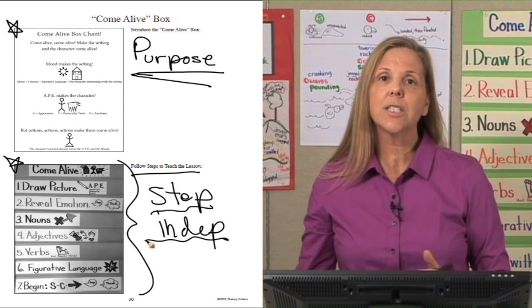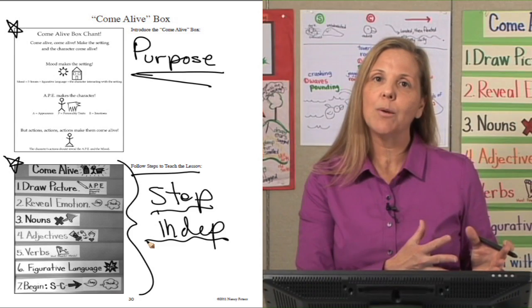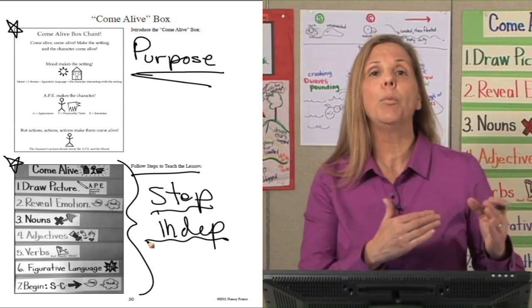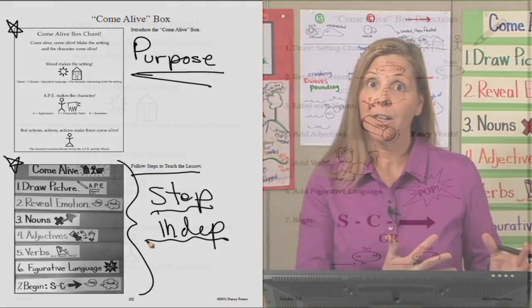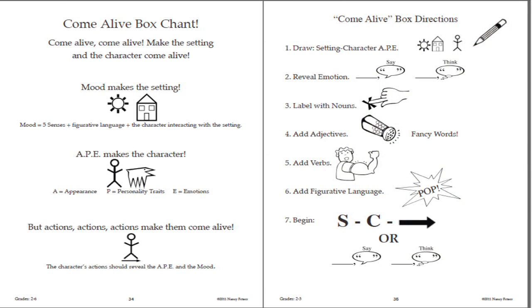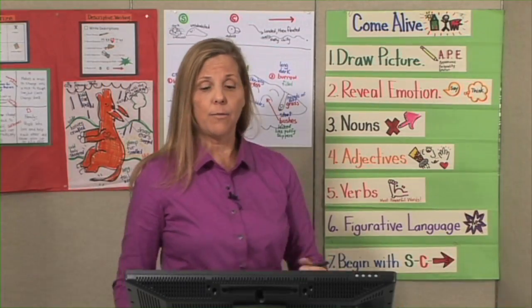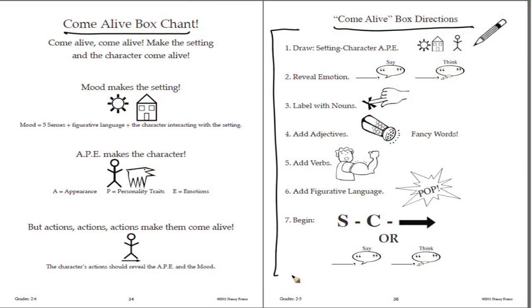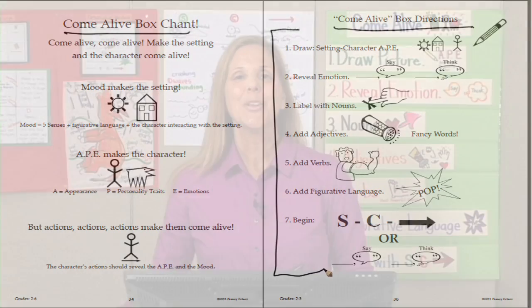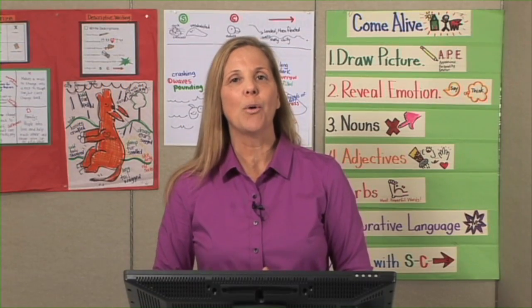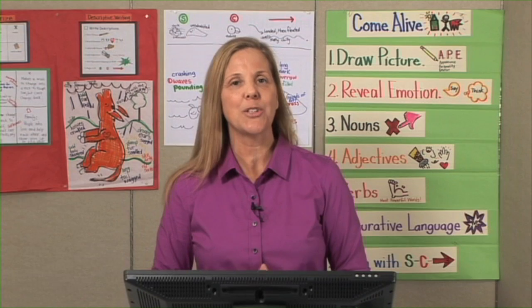In order to teach this skill, we are going to connect it to our language arts story, and this activity will be done during the language arts block. On page 34 and 35, you will see your own copy of the Come Alive chant and the directions that students will follow in order to write their own Come Alive box. So you don't need to make this large chart if you want to just display the steps using this black line master. Let's walk through how we're going to do a Come Alive box with our students.